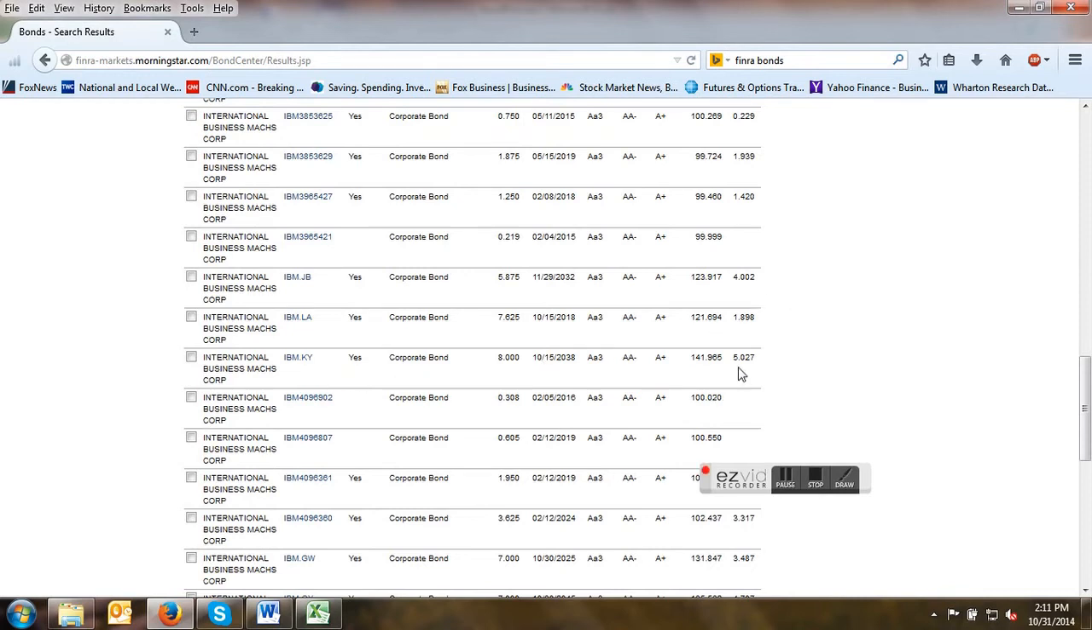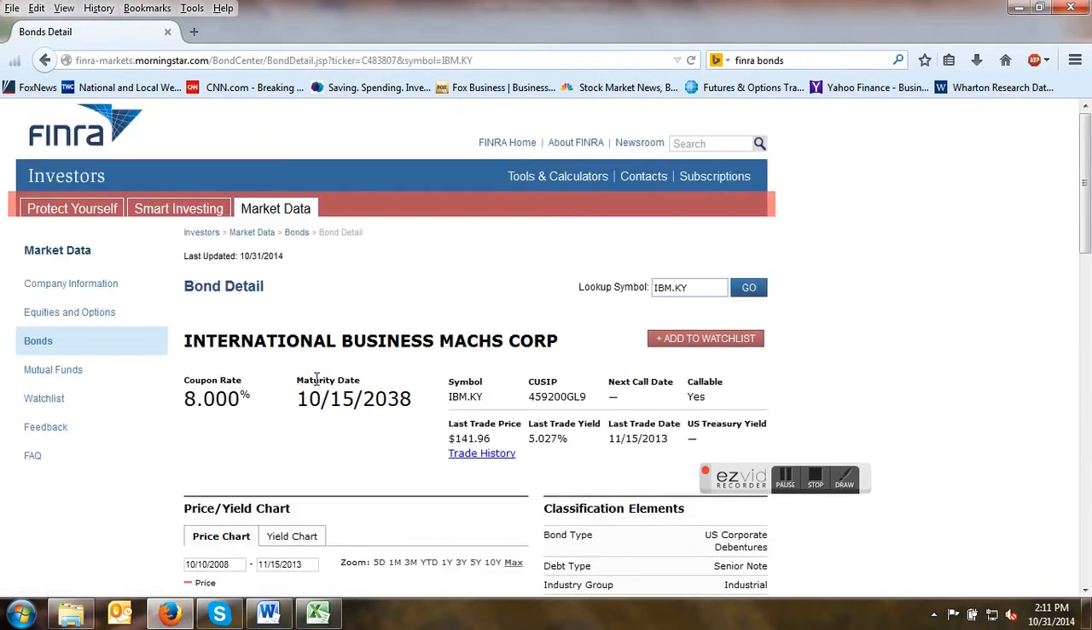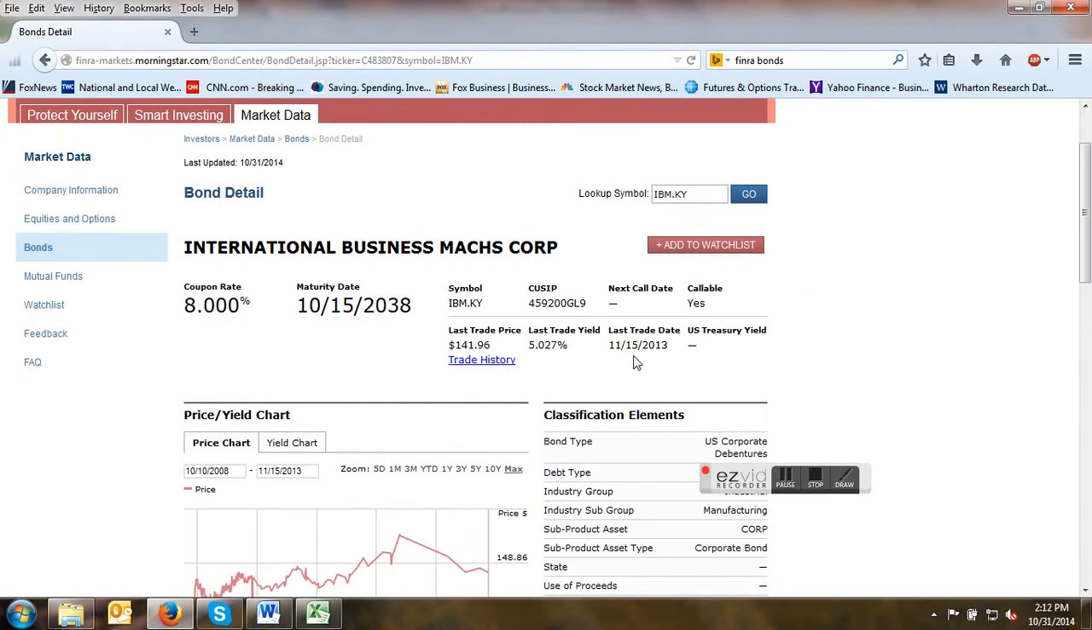What we need to do next is check to see when the last time it traded was. If I just click on IBM.KY, you'll see right here that the last time it traded was 11/15 of 2013. So that's over a year ago, or almost a year ago, which means that this price is stale. And therefore it's something that you don't want to do.